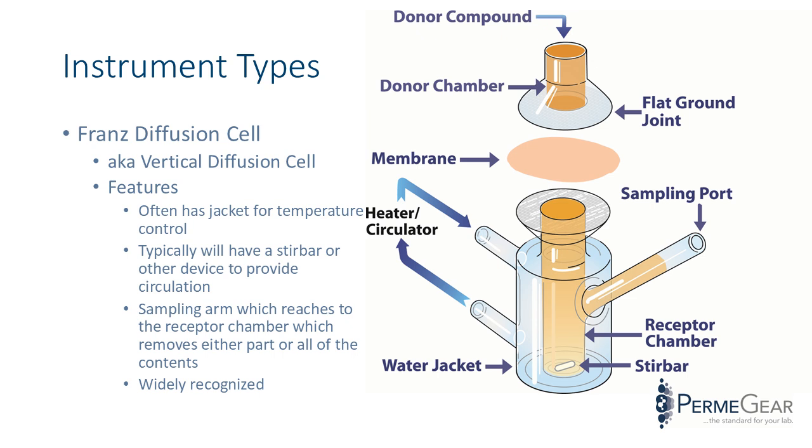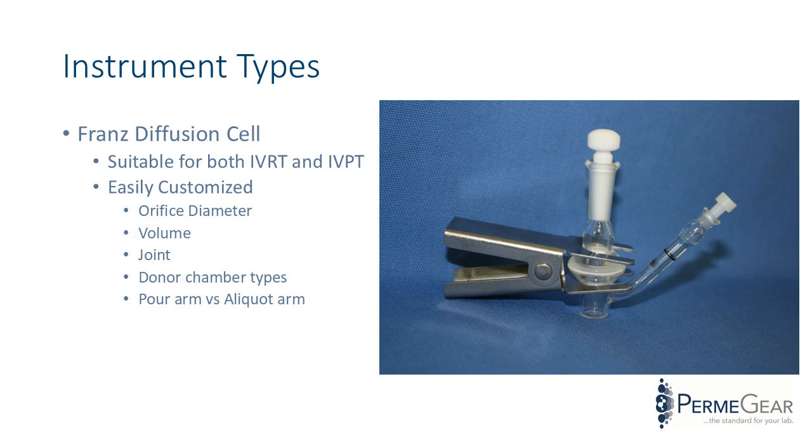This arm is designed for a needle or pipette to go in and pull a sample from the center of the receptor chamber. Other models are designed for the entire contents of the receptor chamber to be poured out, which can have some advantages during analytical steps. Unlike some of the other apparatus we'll discuss, Franz cells are widely used for both IVRT and IVPT testing.